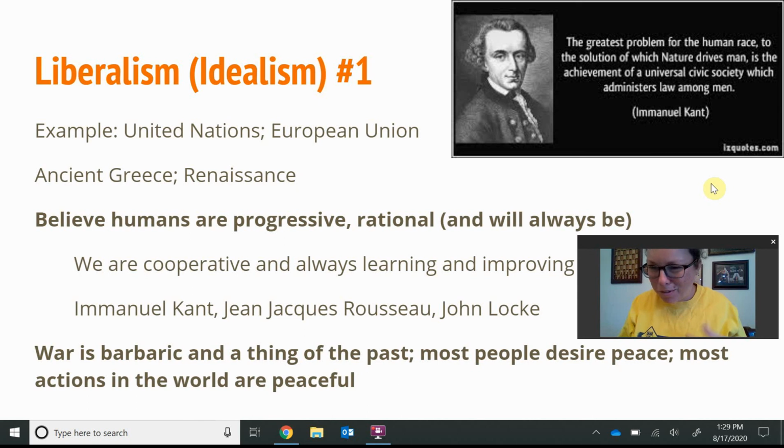Okay, so you see why it would be referred to as more idealism. So this is the belief that, generally speaking, people are good and will do good things for each other, and when it really comes down to it, will sacrifice for each other.